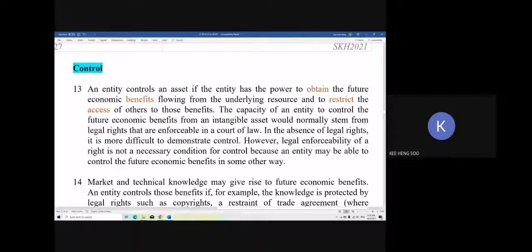How do you obtain the power? Normally it stems from the legal right. However, be careful with this word. Sometimes, in certain circumstances, legal enforcement is not necessary. I just want to quote you an example, leasing. In leasing or hire purchases, you never own the asset, but you have control, and that will be classified as an asset. This one you study at degree level.